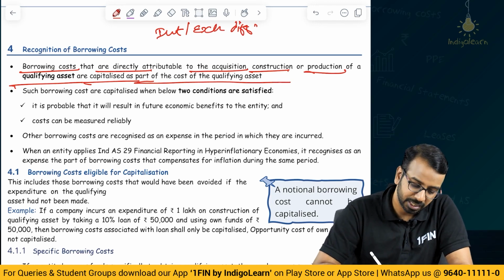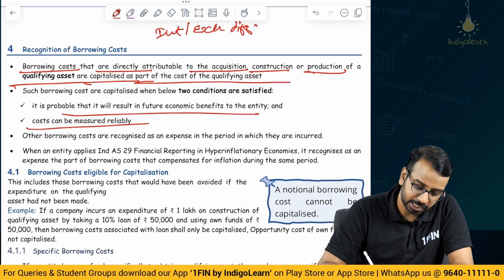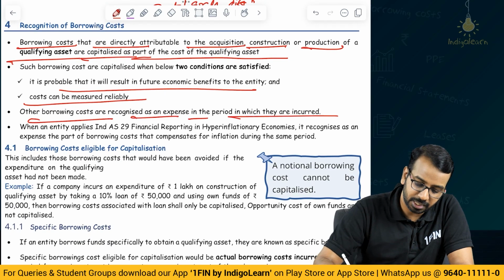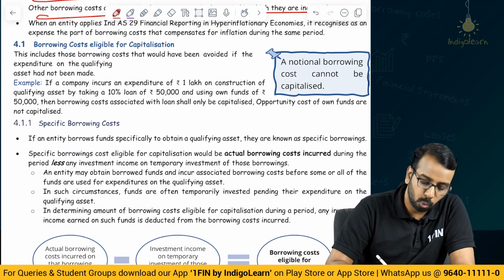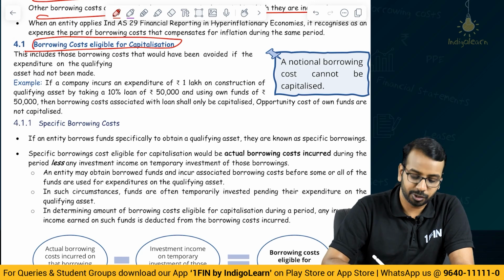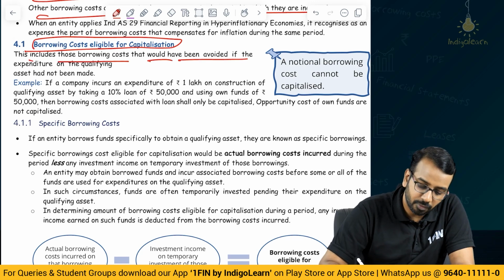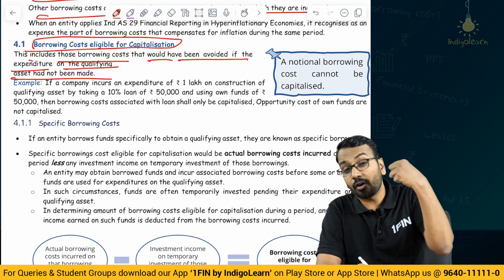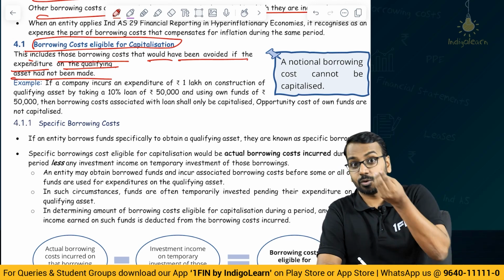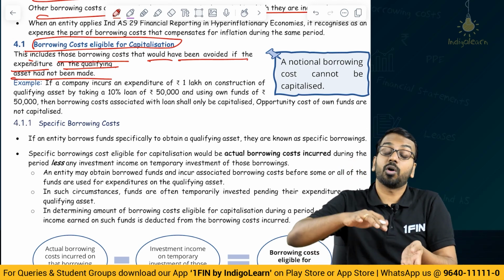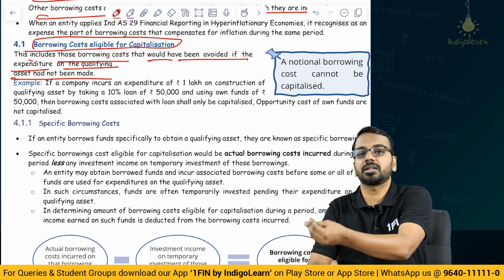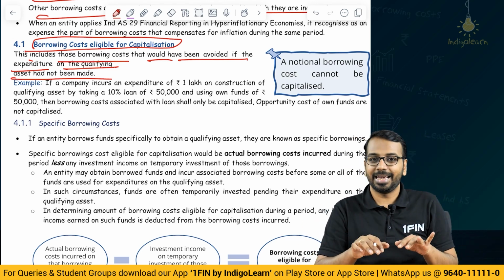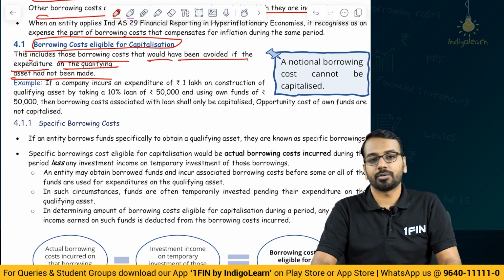Which principle? Same. You have to get future economic benefit, and the cost can be measured reliably. Other borrowing costs are recognized as an expense in the period in which they are incurred. Then, what is the borrowing cost eligible for capitalization? The borrowing cost that would have been avoided if the expenditure on the qualifying asset had not been made. So if I could have avoided the interest cost if the qualifying asset was not there, if the building construction did not happen, I would not have incurred the borrowing cost. In that case, we capitalize the borrowing cost.